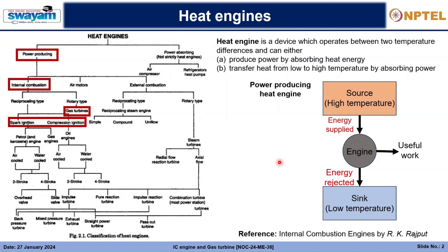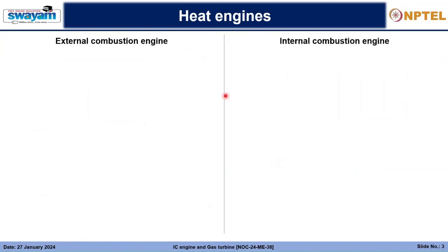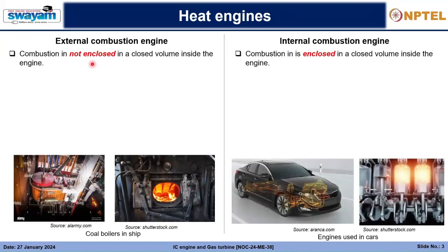So you can follow this book. Then, what is the difference between the external combustion engine and the internal combustion engine? Basically, the combustion is not enclosed in a closed volume inside the engine. If the combustion is not enclosed, it is happening somewhere outside, and the heat is being transferred to the gases which are circulated in a closed loop. Such kinds of engines are called external combustion engines.